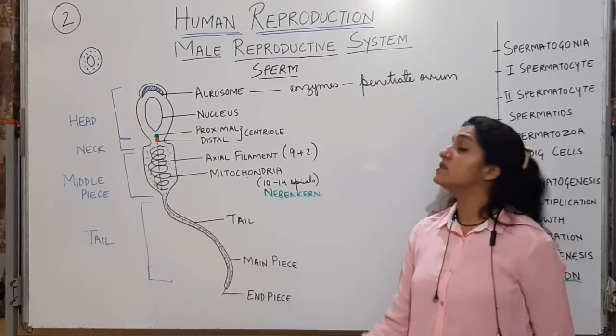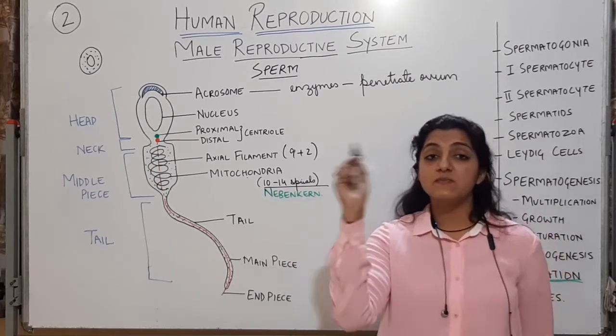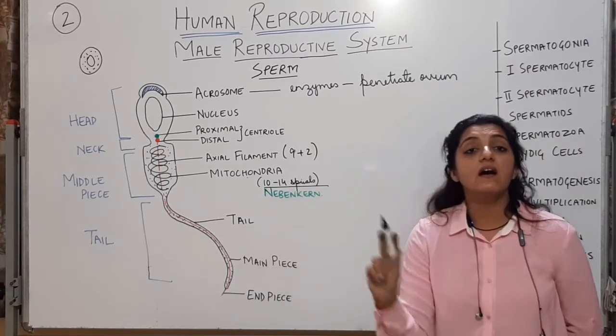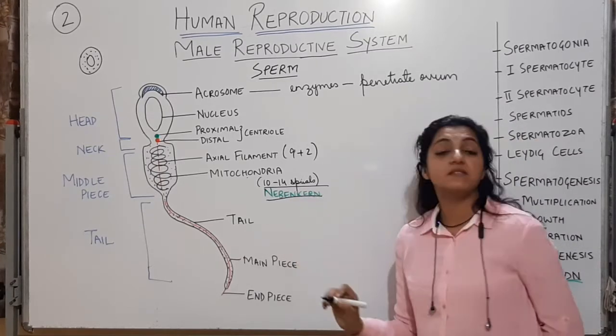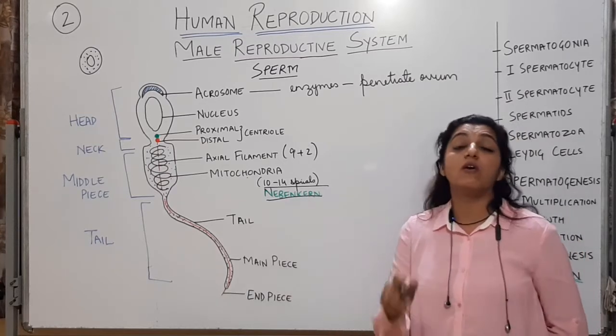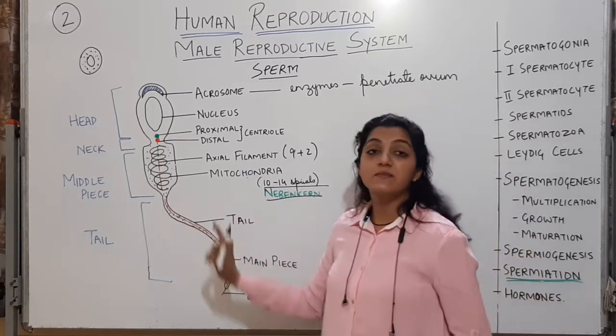Mitochondria is going to be present in 10 to 14 spirals. Important MCQ, कितने spirals में रहेगा mitochondria? 10 to 14. This spiral arrangement of the mitochondria is called Nebenkern. Important MCQ. This spiral arrangement of the mitochondria is called Nebenkern. Important MCQ. This is going to be present in the middle piece.